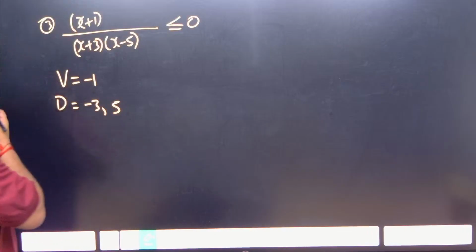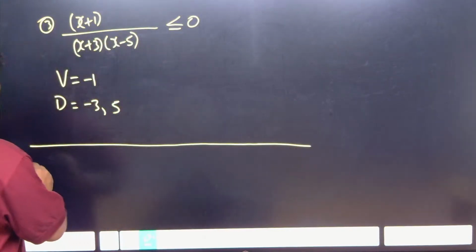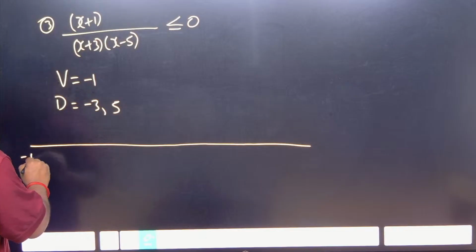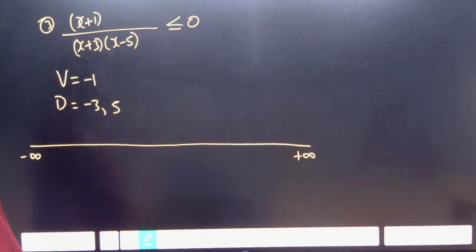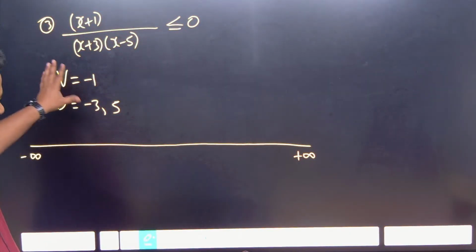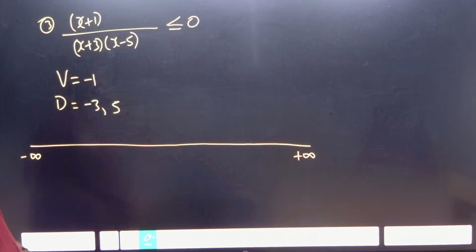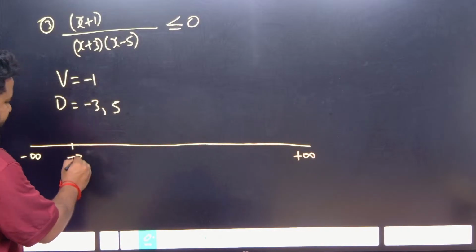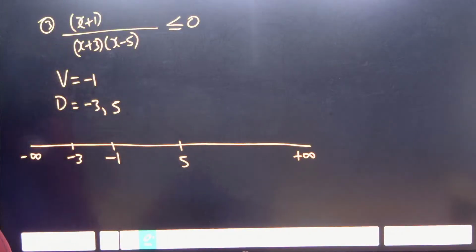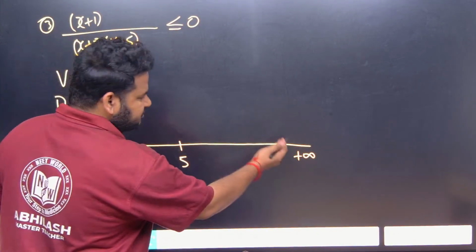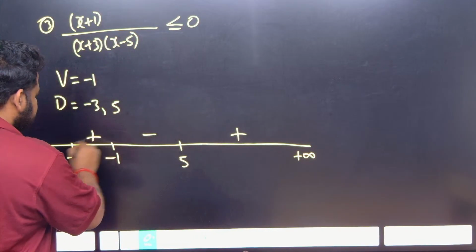Now we should use the real line, that is the number line. This will be minus infinity and that is plus infinity. Now we have to write the vanishing points and discontinuous points in ascending order. First minus 3, smallest value, then minus 1, then comes 5. By convention, we start from the right side: plus, minus, plus, minus.